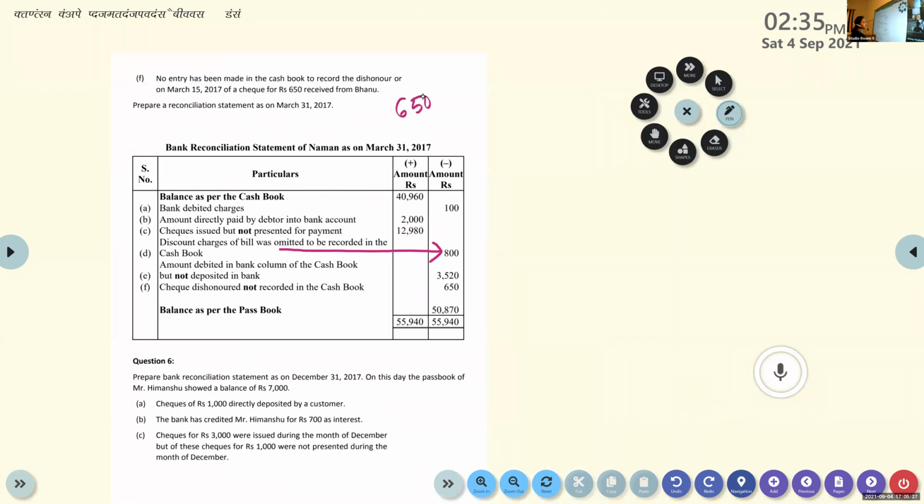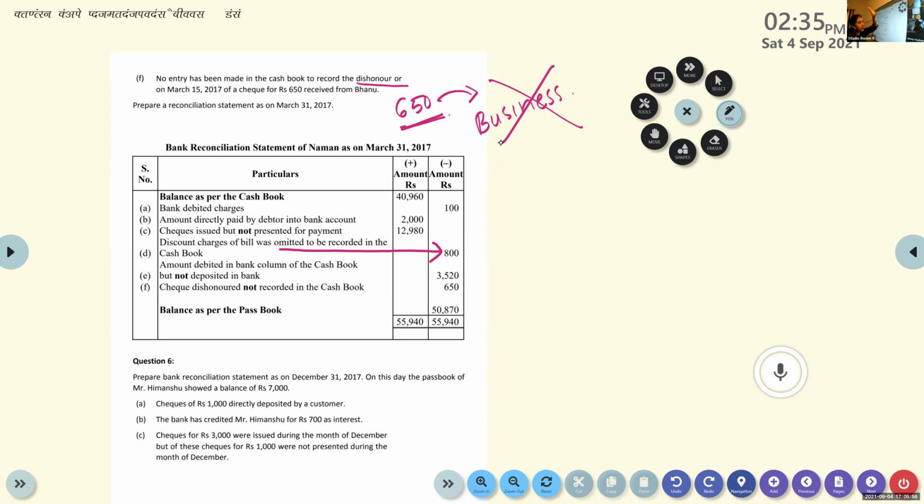650 rupees. This was expected to be received by the business. The business thought that it will receive this 650 rupees. But the check for this was dishonored. Dishonored means that the check got bounced. The business did not receive the 650 rupees.